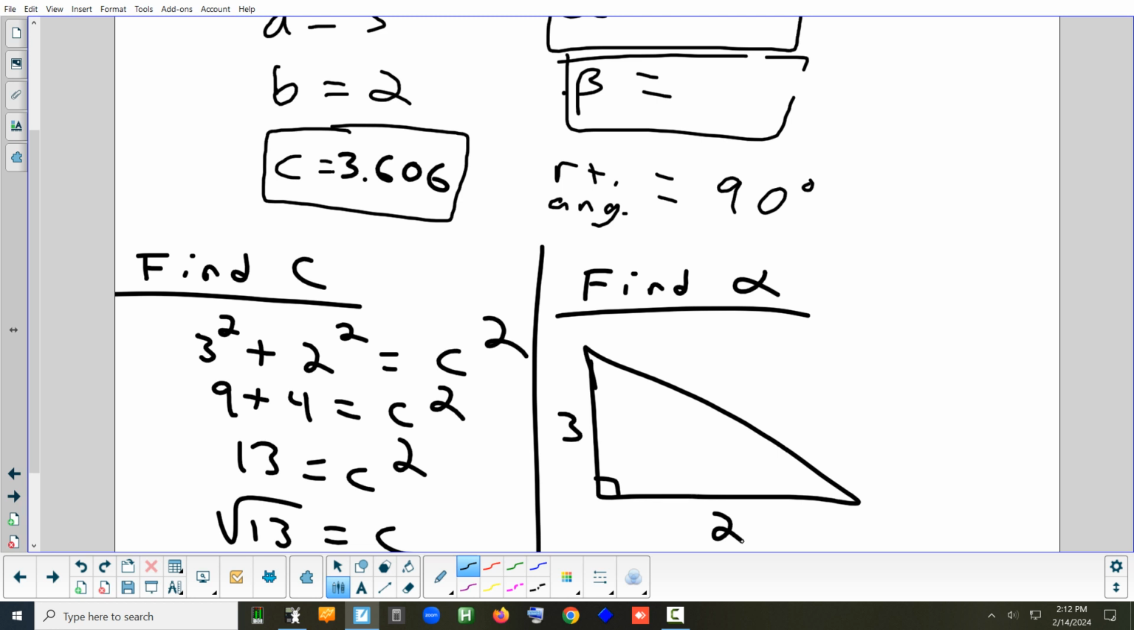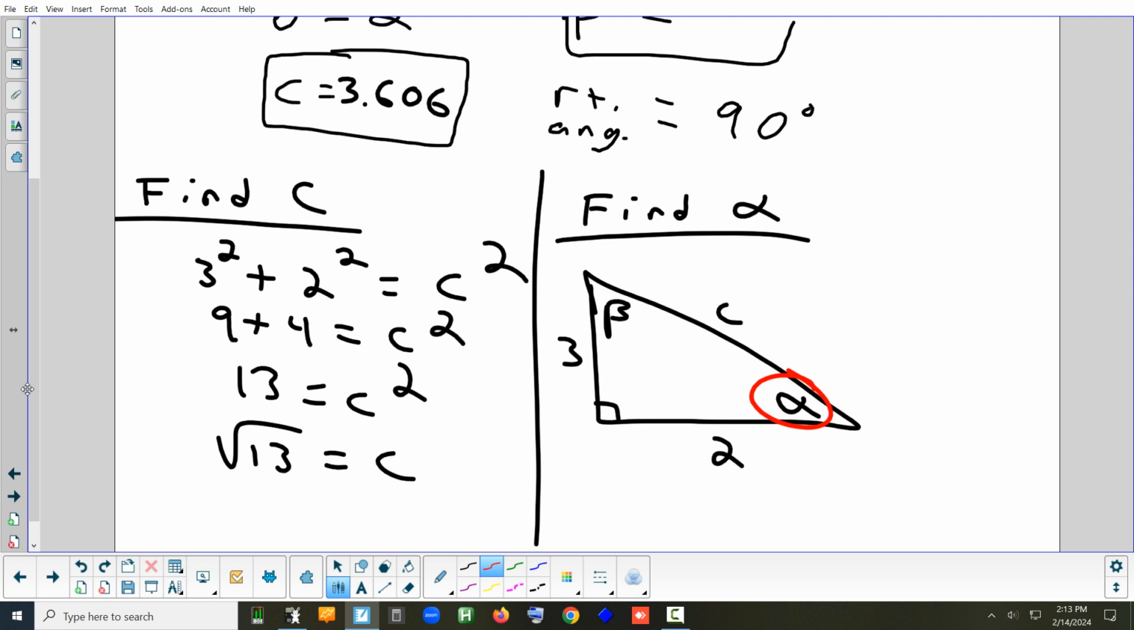What's the name of the angle across from A? Alpha. And what's the name of the angle across from 2? Beta. That's a lousy beta. Okay, so there's our diagram. This is the hypotenuse. We're using alpha as our point of reference, because that's the angle we're trying to find.